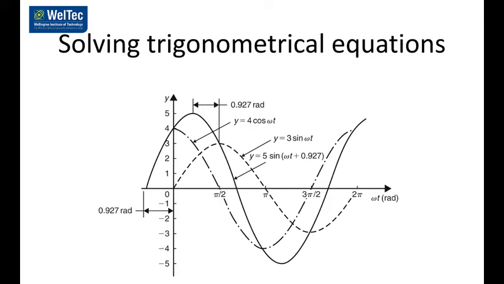The dashed one is 3 sine omega t. The dashed and dotted is 4 cos omega t, and adding them together we get 5 sine omega t plus 0.927. That gives us the amplitude of 5, so it's going to go up to 5 and down to -5, and the time shift is going to be actually the angle shift is going to be 0.927.